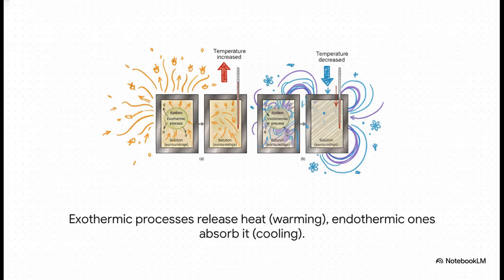of the surroundings. So if our system is exothermic, it releases heat, which warms up the surroundings, and we see the thermometer go up. If it's endothermic, it absorbs heat from the surroundings, making them colder, and the thermometer goes down. We measure the surroundings to figure out what happened in the system.